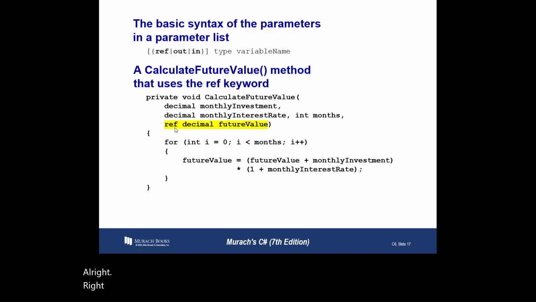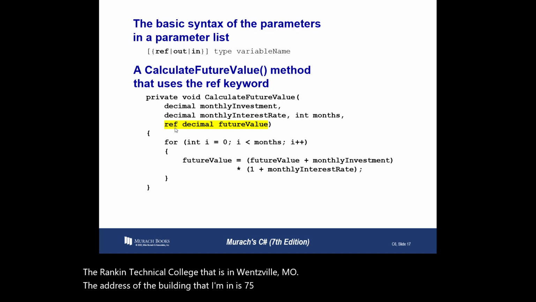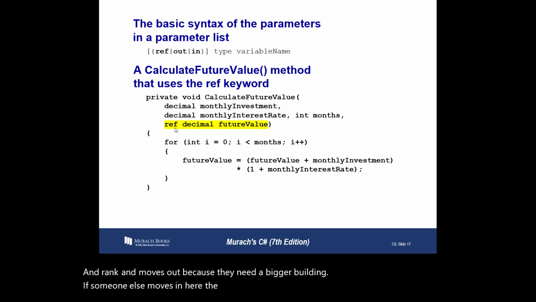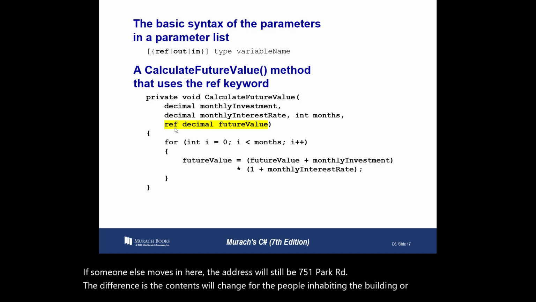Right now I am housed out of the Rankin Technical College that is in Wentzville, Missouri. The address of the building that I'm in is 751 Parr Road, okay? Now imagine that it's 5 years from now, and Rankin moves out because they need a bigger building. Well, if someone else moves in here, the address will still be 751 Parr Road. The difference is the contents will change, or the people inhabiting the building, or whatever you want to say, that will change.